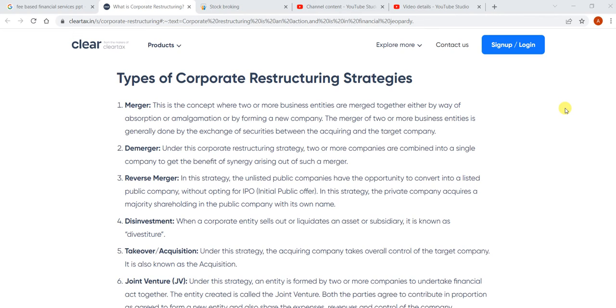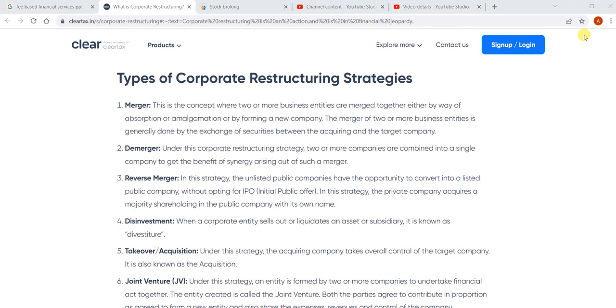First is merger. This is the concept where two or more business entities are merged together either by way of absorption or amalgamation or by forming a new company. The merger of two or more business entities is generally done by the exchange of securities between the acquiring and the target company. The second is demerger.